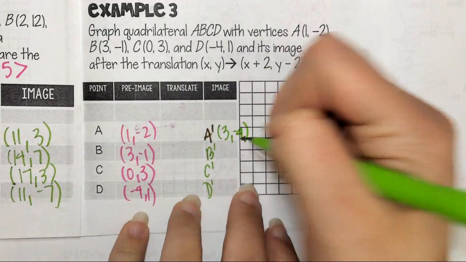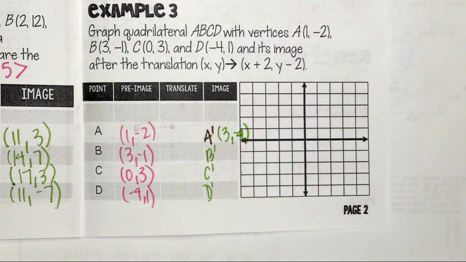Everybody going in. Did y'all get 3, negative 4 for A prime? Yes. Do we have B prime or do we need more time? We don't need to, I got it. I got it all.